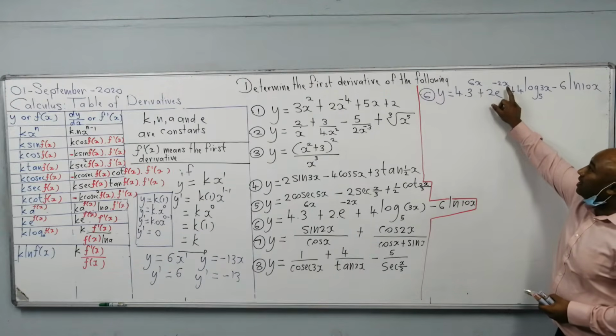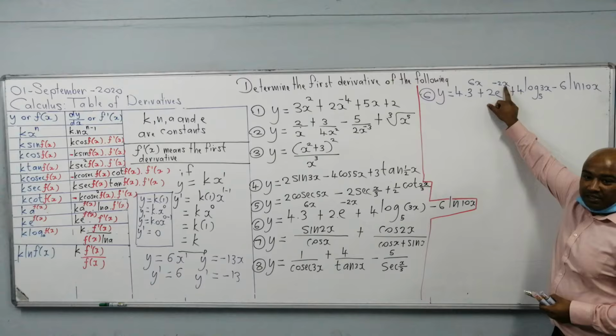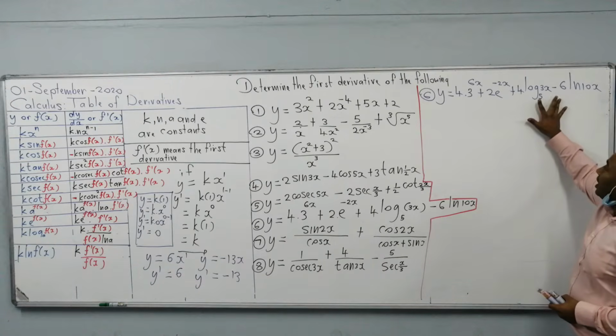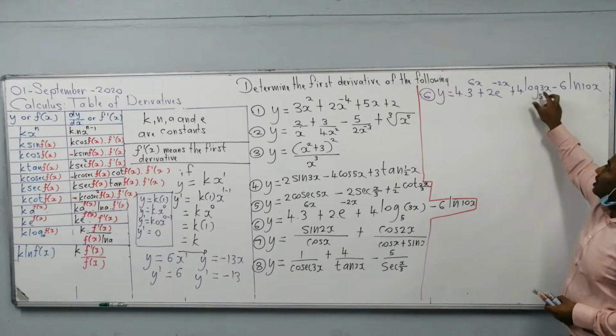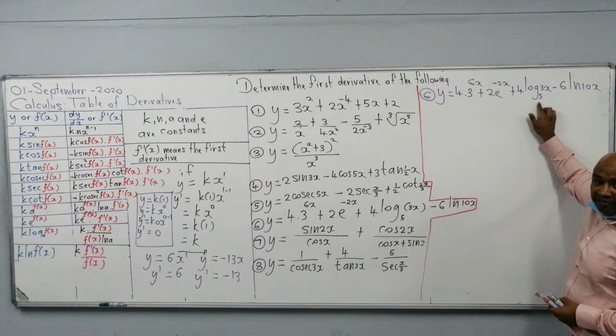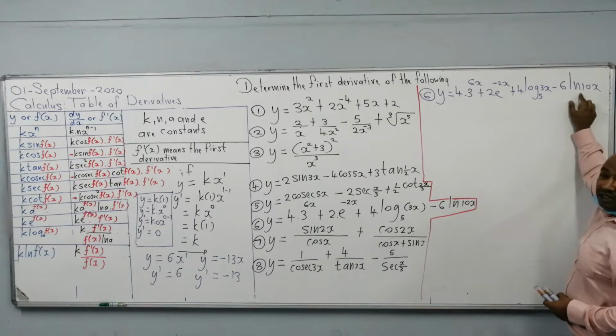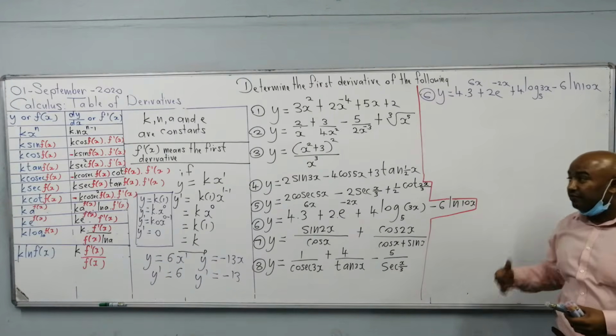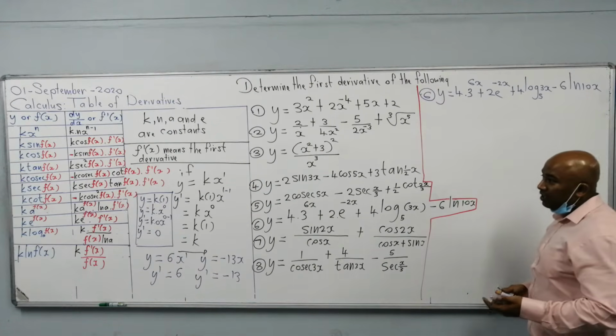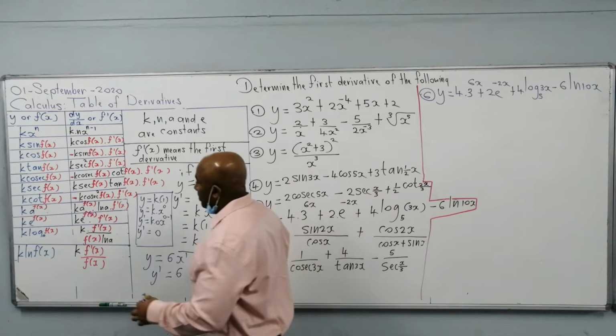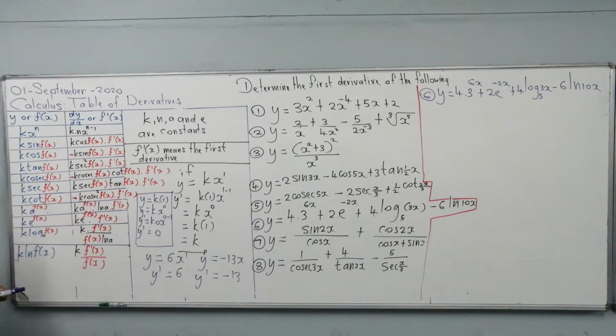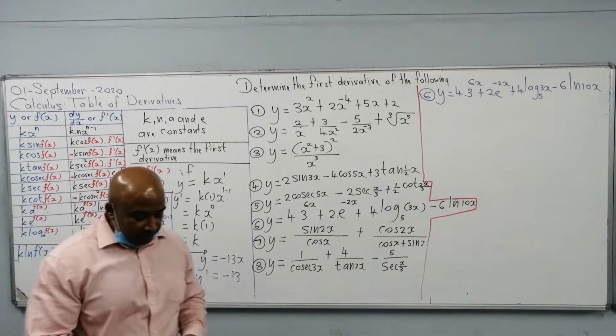This is 2 multiplied by e to the power minus 2x. Okay, e is a constant. And here we got 4 log 3x base 5, yeah? Minus 6 ln, that's natural log of 10x. Right, so they are all in standard form. We are dealing with these ones here. You can see that. We are dealing with k times a to the power f of x, k times e to the power f of x, k log f of x to the base a, k ln f of x. That's the ones we are dealing with now.